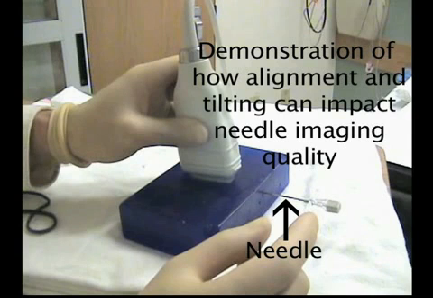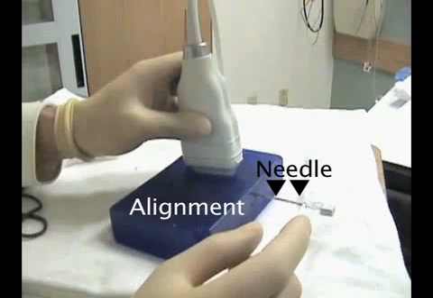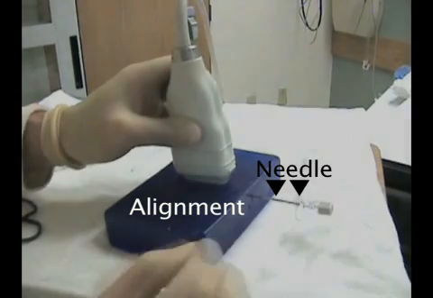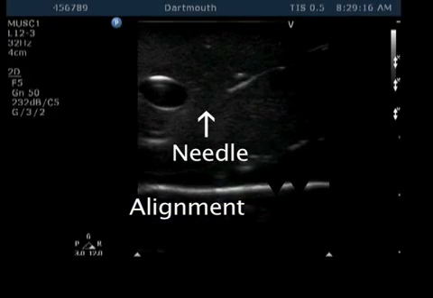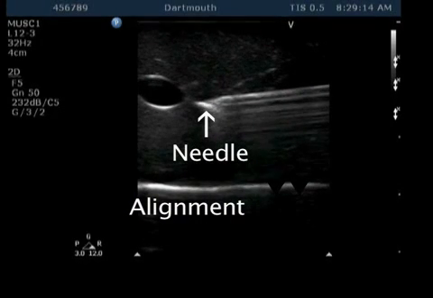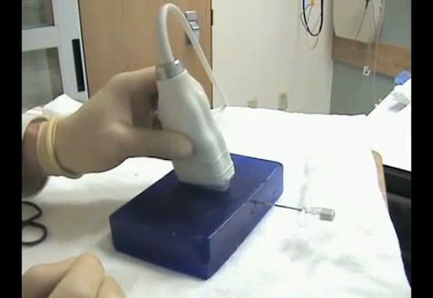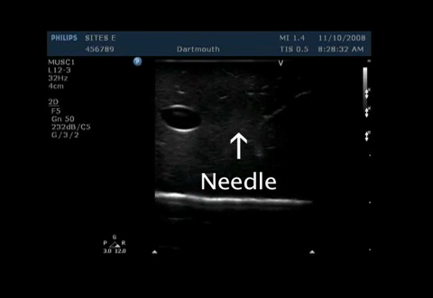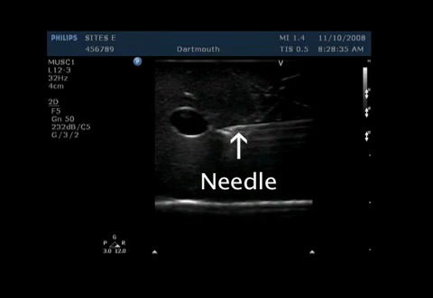The next two examples will demonstrate how alignment and tilting can impact on image quality. In the following ultrasound image, when the transducer is slid in a proximal fashion towards the operator, the needle becomes easily visualized. Likewise, the operator can tilt the transducer such that the image quality is greatly improved. This is an example of such a maneuver. Here is the tilting, and here is the corresponding ultrasound image. Notice that the needle is unvisualized, then suddenly it is easily visualized.